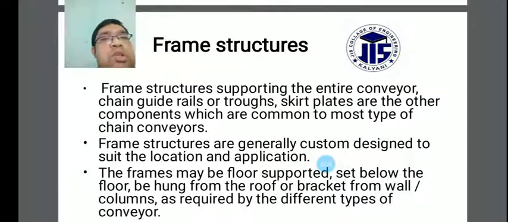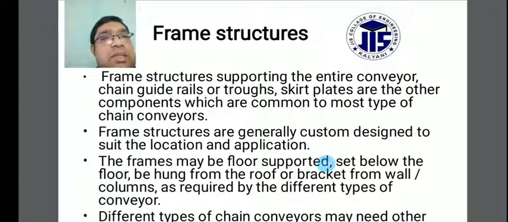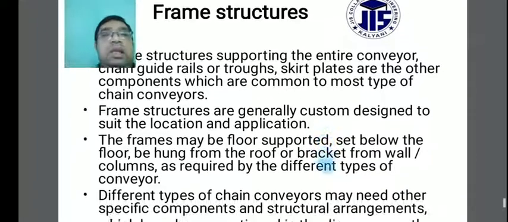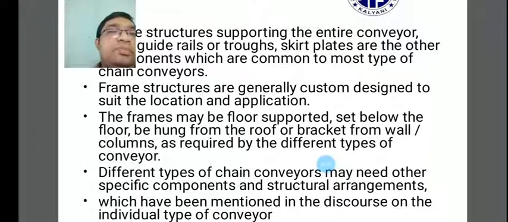In most types of chain conveyors, the frame structures are generally custom designed to suit the location and application. The frames may be floor supported, set below the floor, hung from the roof, or bracketed from wall columns, as required by the different types of conveyors.